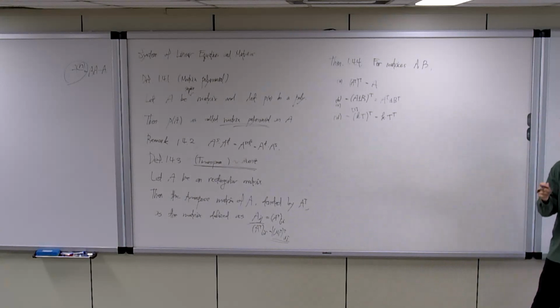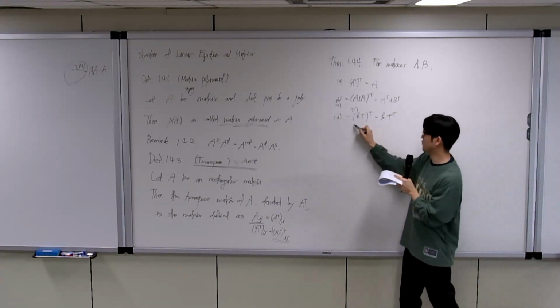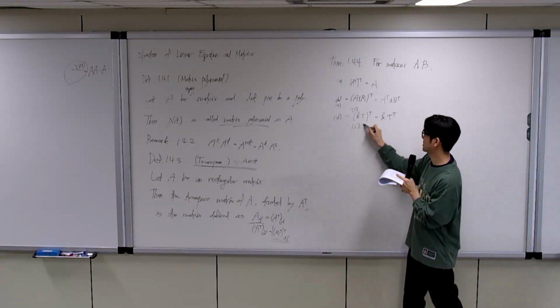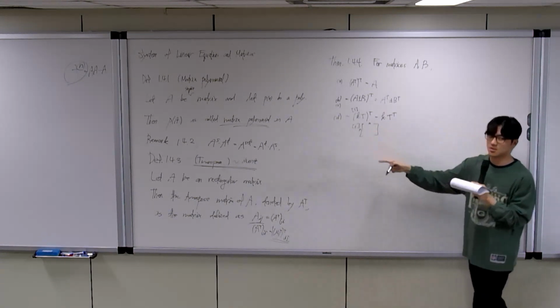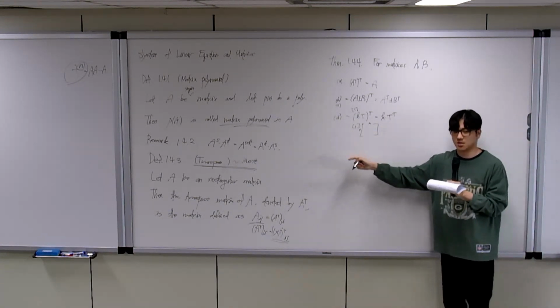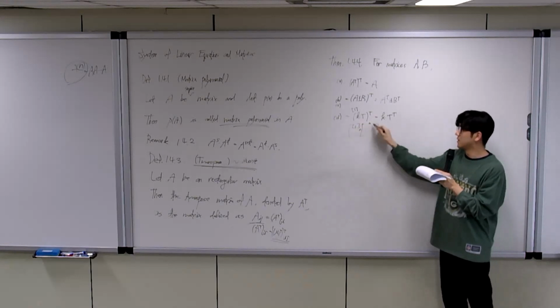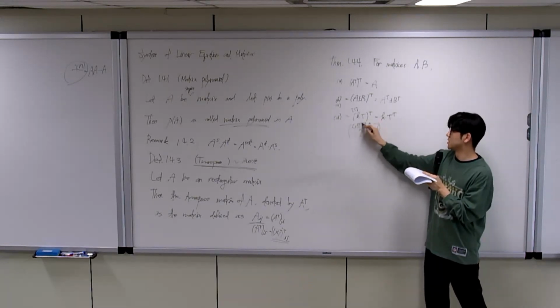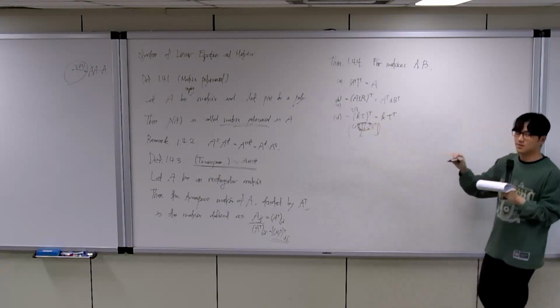Can be considered as a matrix. Of course, if we multiply an n times n matrix with a 1 by 1 matrix, then we cannot multiply it. We will just multiply each entry.